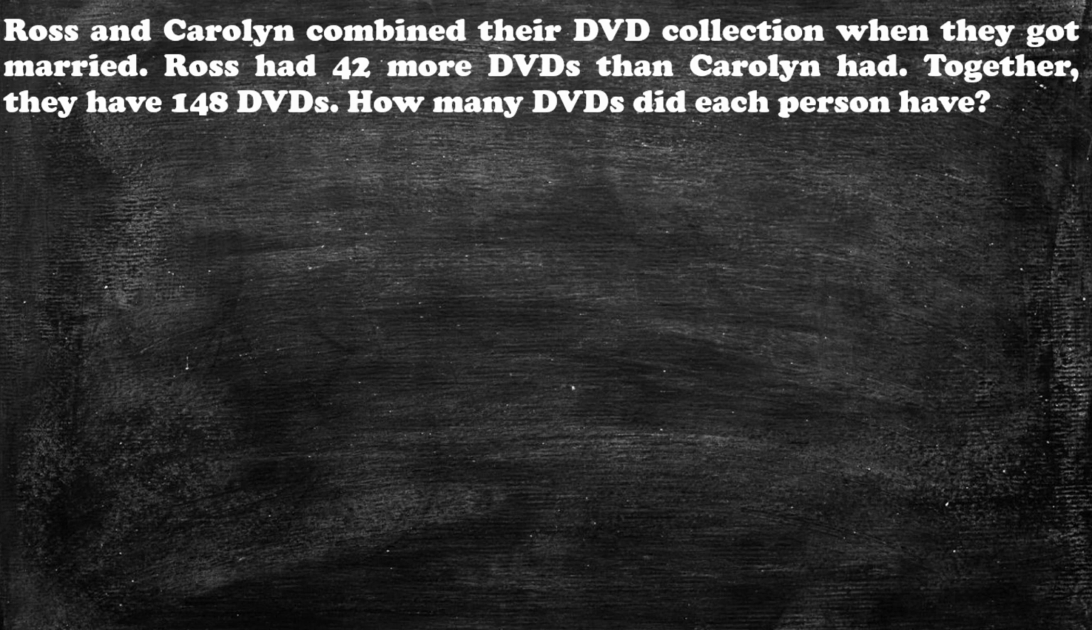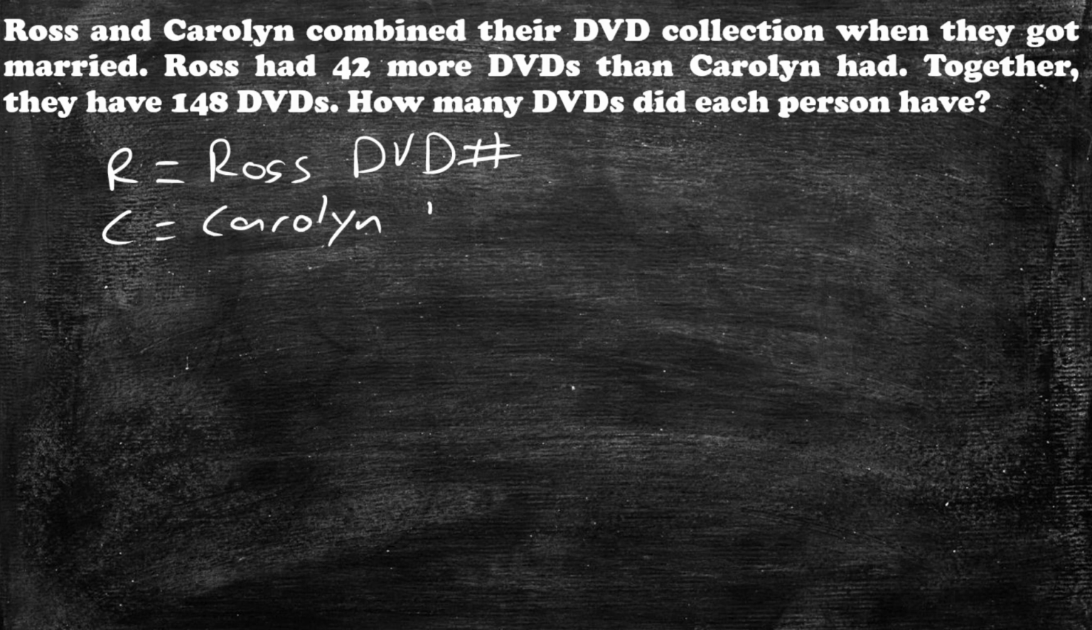So what we want to do is first set my variables. I'm going to have my variable R equal to Ross's number of DVDs, so I'm just going to put Ross DVD number. And then C is going to be equal to Carolyn DVD number. With word problems, what we're basically trying to do is write two equations that represent the problem and solve them. So I like to get my variables, R and C, off the jump, so that when I write my equations, I already know what I'm solving for.